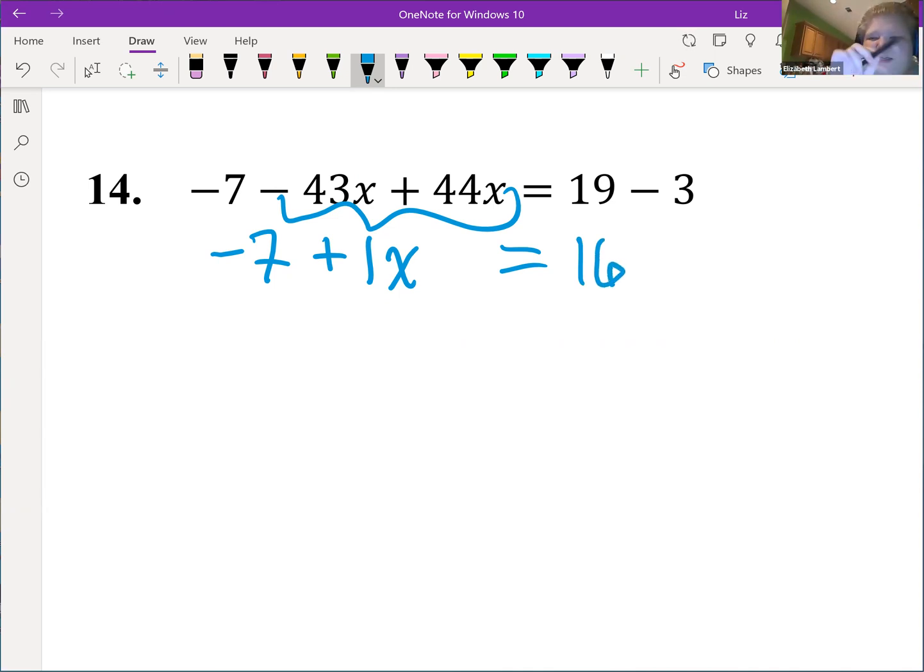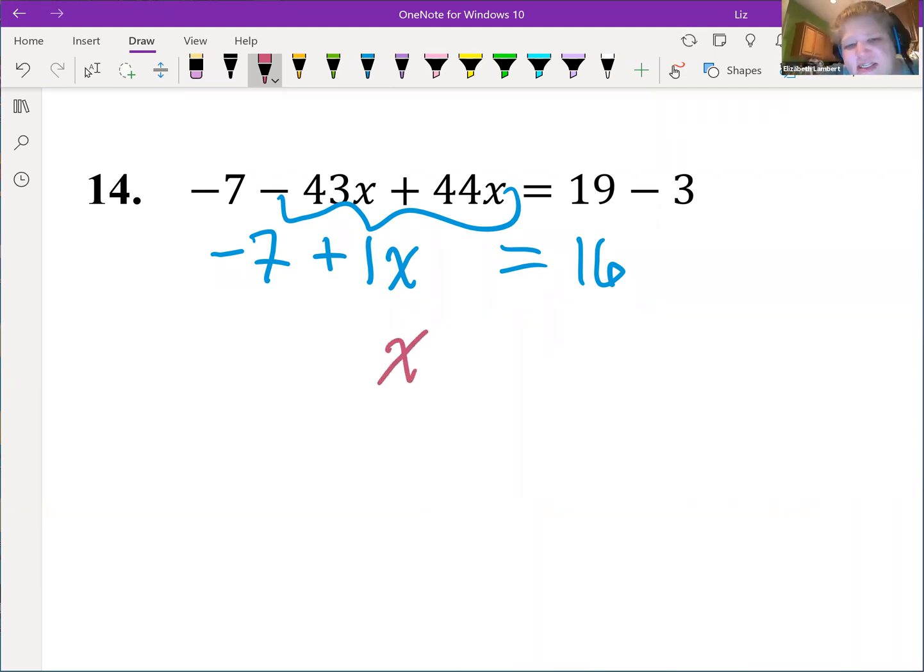Now I wrote the 1x to be very firm about what happened, but we don't actually have to write 1 in front of the x because if we don't write it, it's assumed to be there. 1 times x is always x. So this is really just x.